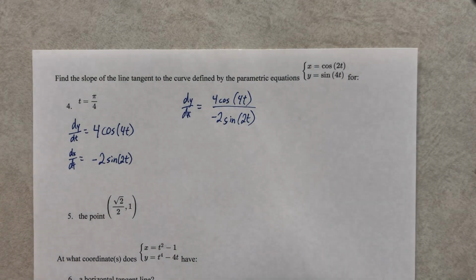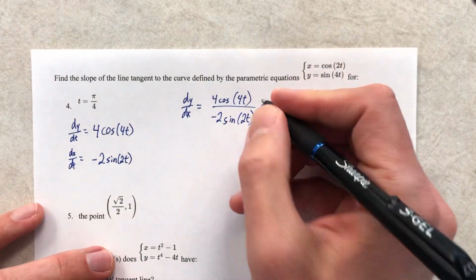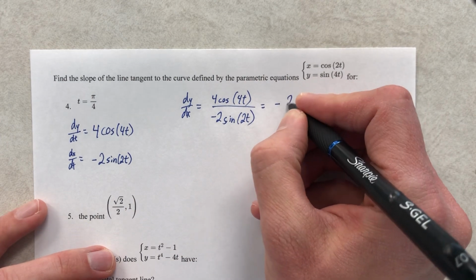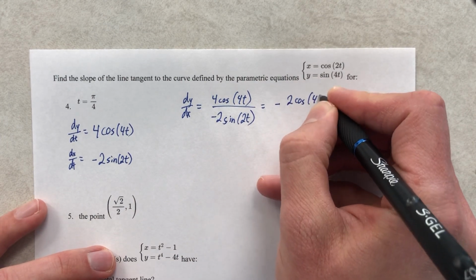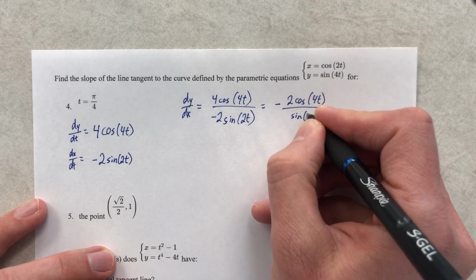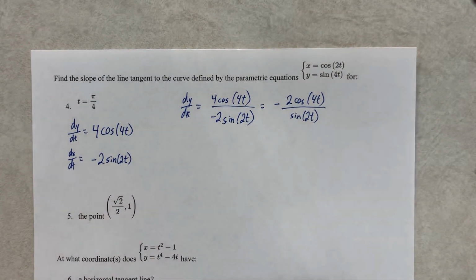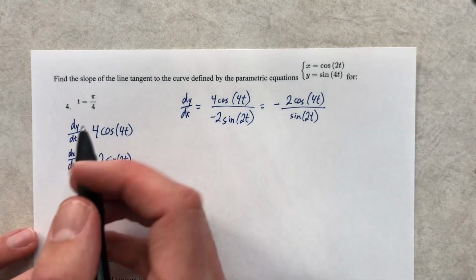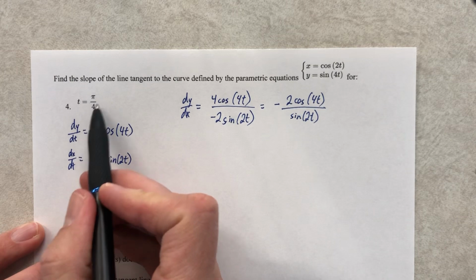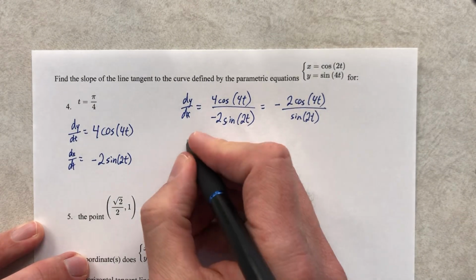Okay, and I hope you notice we can reduce a little bit. No, you can't reduce this 4 and 2, but you can reduce this 4 and 2. So that's going to give me negative 2 cosine of 4t over 1 sine of 2t. And they want us to compute the actual slope at that t value. So we're going to plug that in. We'll use our knowledge of the unit circle.